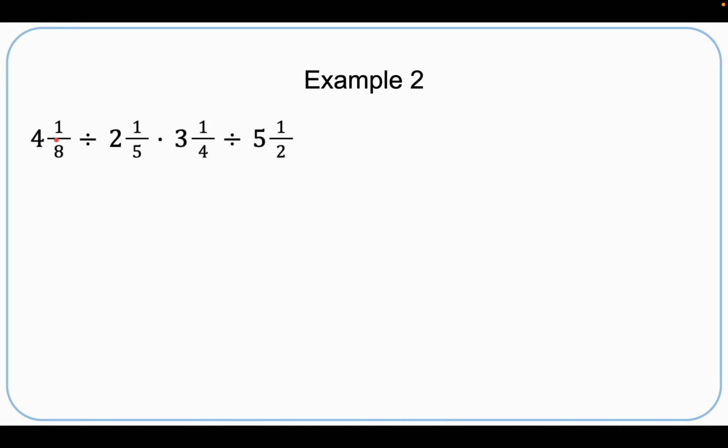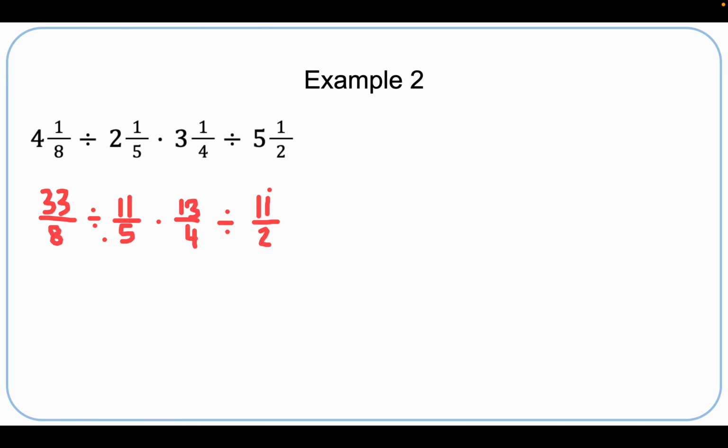So in this example, the first step is going to be to convert all of these mixed numbers into improper fractions. So here we would have 33/8, divided by 11/5, times 13/4, and divided by, 2 times 5 is 10 plus 1, 11, oops, 11 over 2, 11 halves.